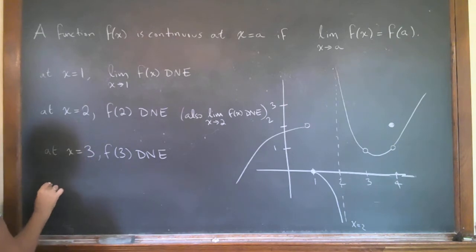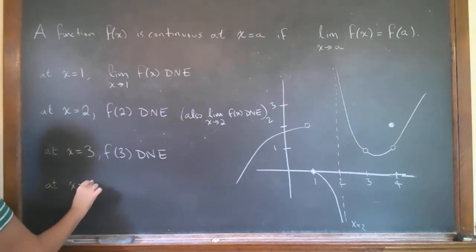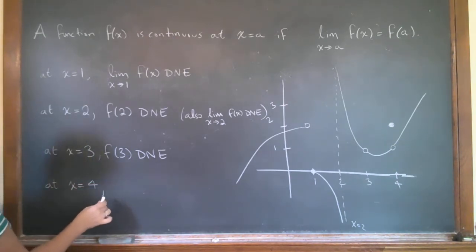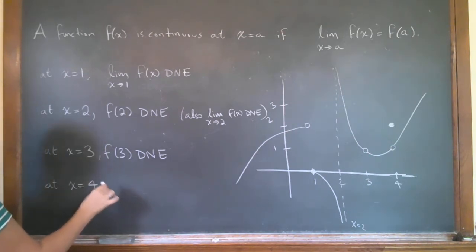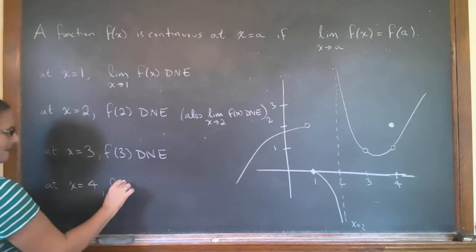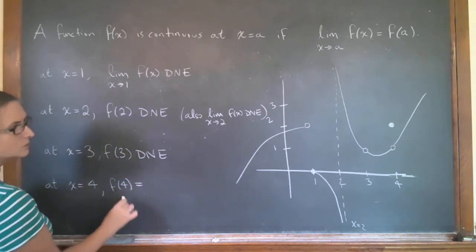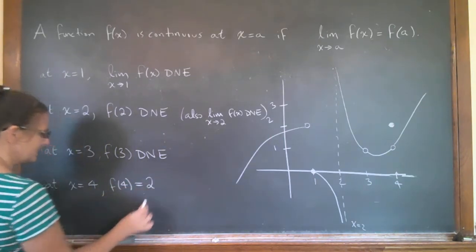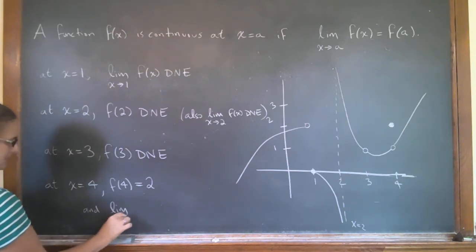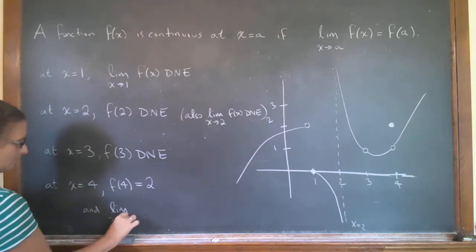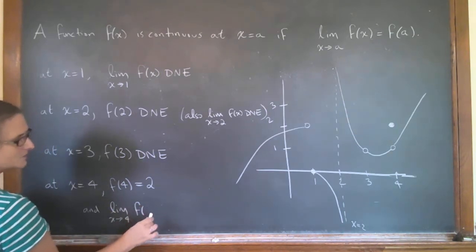And then the last point, we have the same issue. Well, no, we have a different issue. I'm sorry. At this point, at x equals 4, f of 4 exists. It looks like it's 2. And the limit exists.